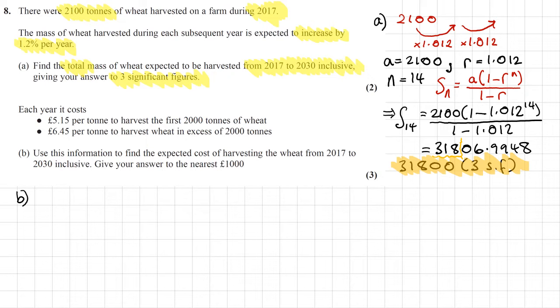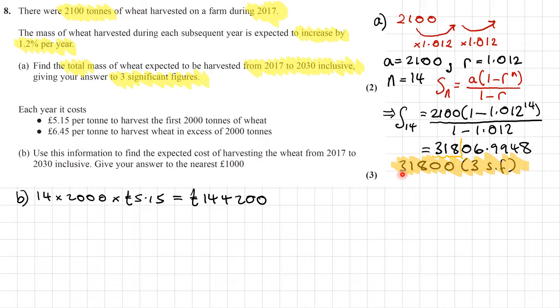Right, well, we know that every year we're going to have at least 2,000 tonnes because we start with 2,100. So we've got 14 years of 2,000 tonnes where it's costing £5.15 to harvest those 2,000 tonnes. So let's work out what that is. And that is £144,200.